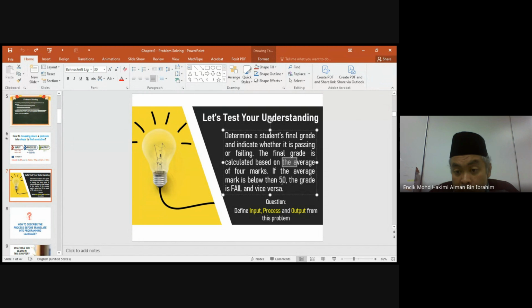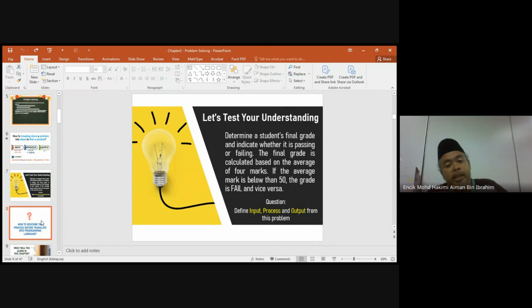And the process is also to determine fail. If the average is below 50, the grade is fail. To state whether the student fails or passes, we check whether the average mark is below 50 or not. That is how you do the input, process, and output.